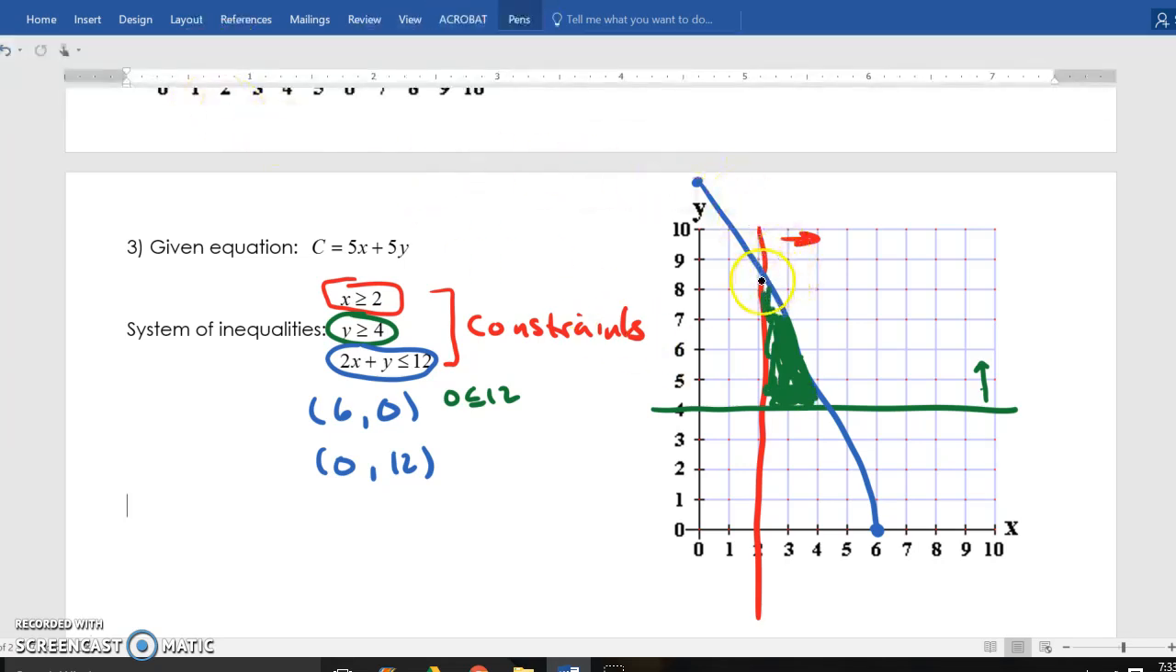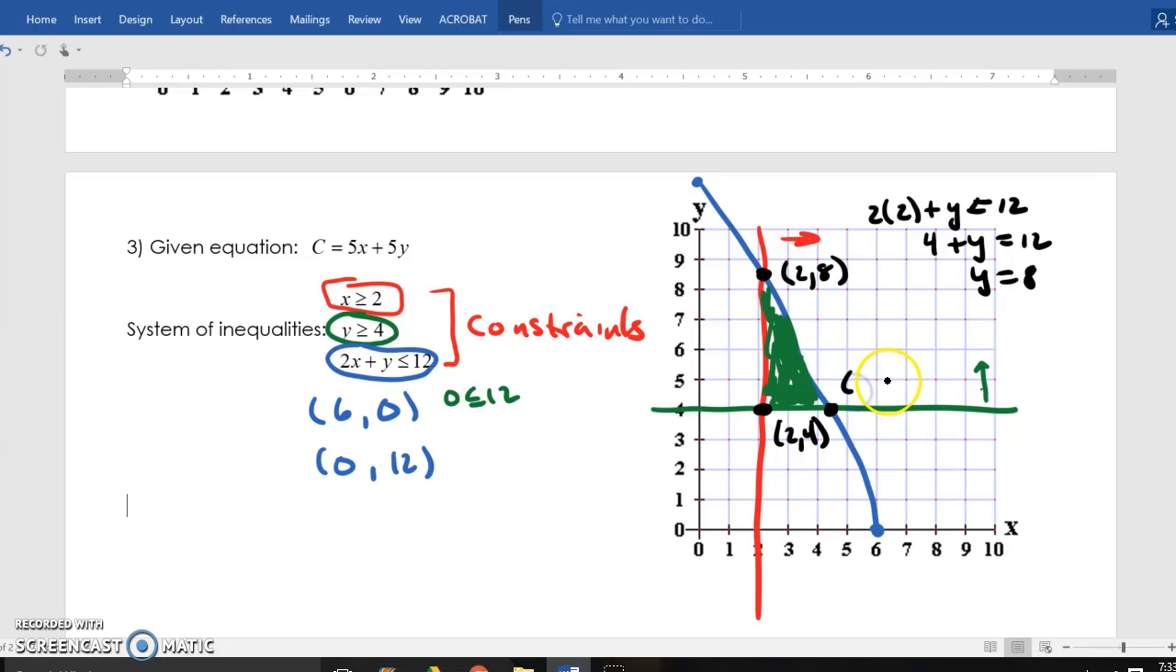So let's look for our critical points, which are the intersections of each line. So this intersection point will be at 2, 4. This intersection here, right now, what do we know? We know x is 2. But what we have to do is now plug 2 in for x and solve for this y. So y is going to equal 8.